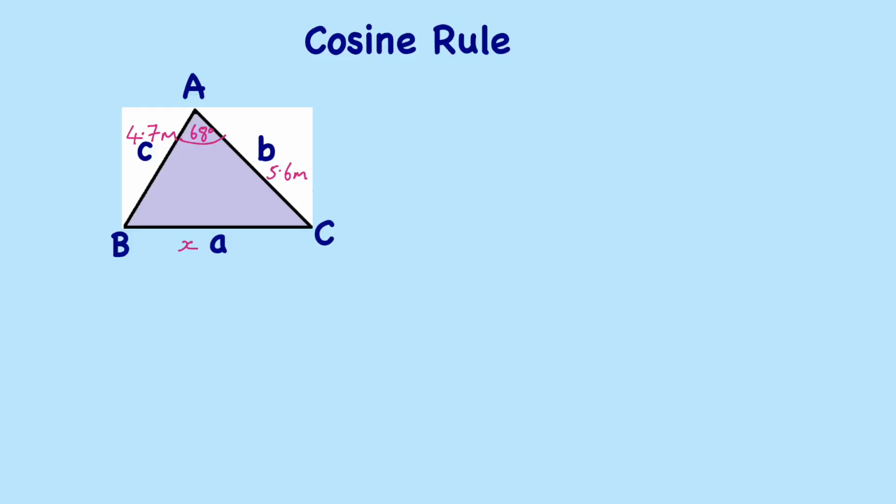Now, to recognise when you use the cosine rule, you'll often use it when you have two sides and the angle between them, which is often referred to as the included angle. So as we can see, we have side C, side B and the included angle. And then we have to find the third side. So let's write down the formula. So we have side B and C, side B and C, and we have angle A, and it's the third side A that we're trying to find.